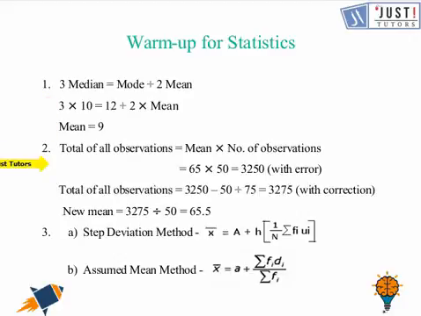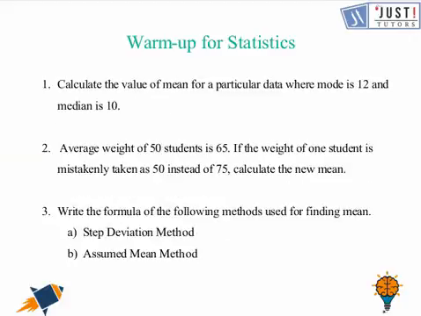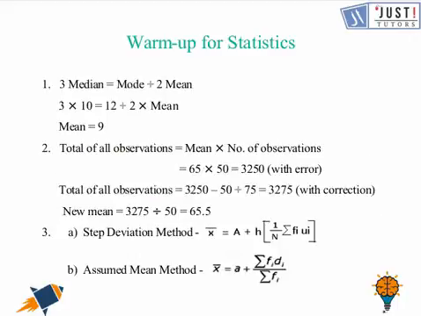In the second one, here in the question, we were given that the average weight of 50 students is 65, and if one student is mistakenly taken as 50 instead of 75, we need to calculate the new mean. So here in this question, it's written that instead of 75, the weight was taken as 50. So in this question, first we need to find the total of all the observations. So it is mean times the number of observations.